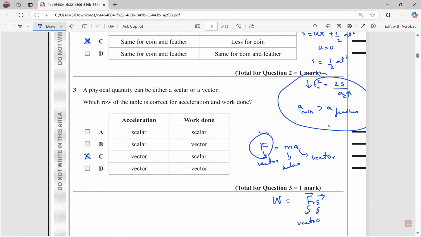When you take the scalar product, like this dot here in between, this means it's a scalar product. When you take scalar product of two vectors, the result you get is a scalar. There you go.